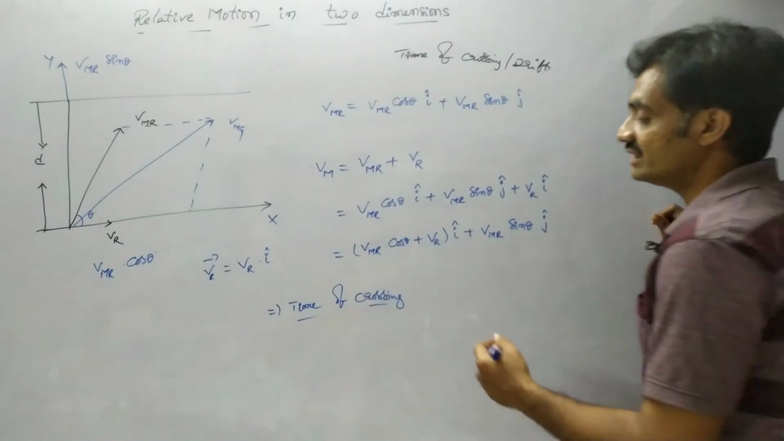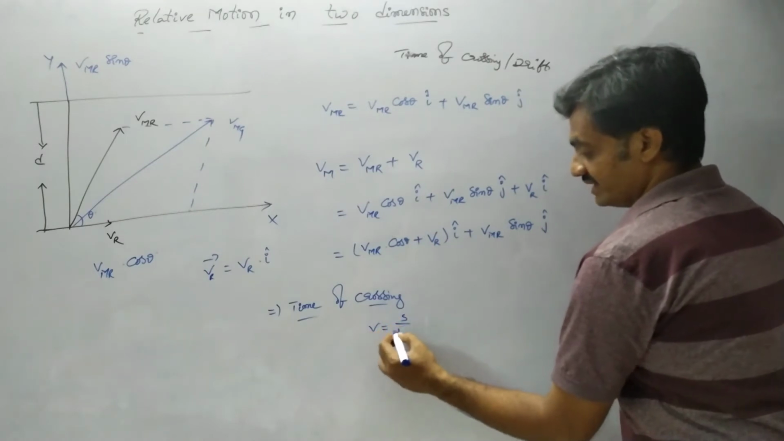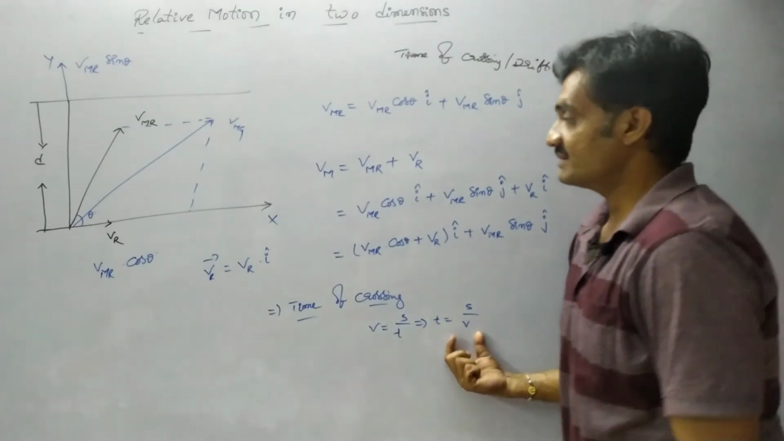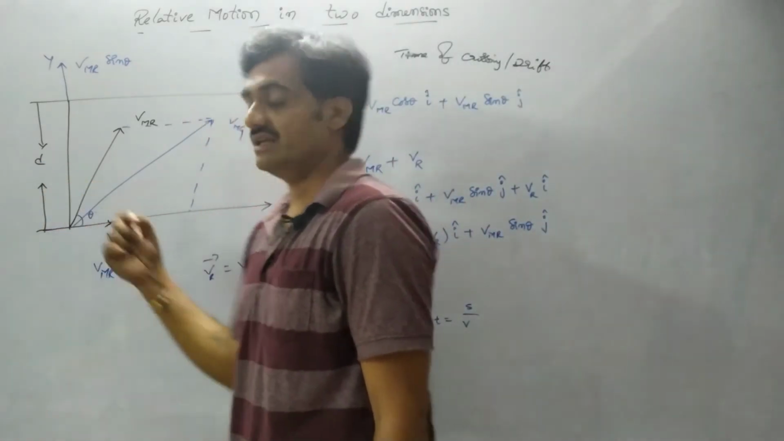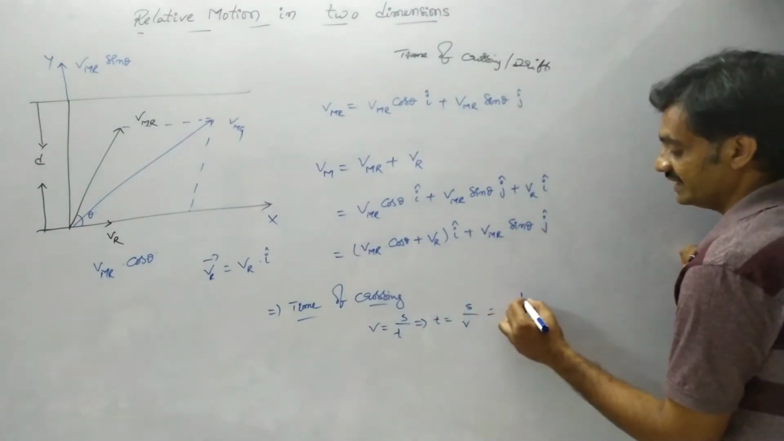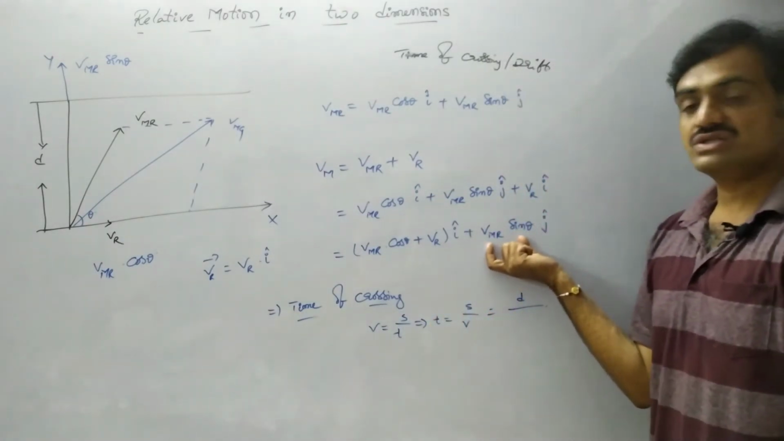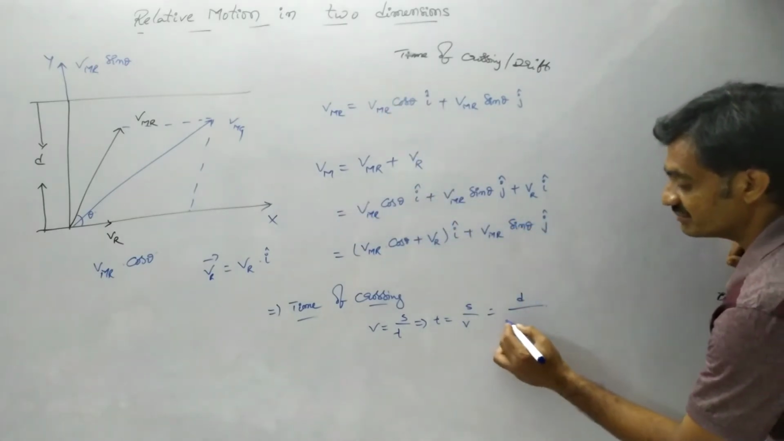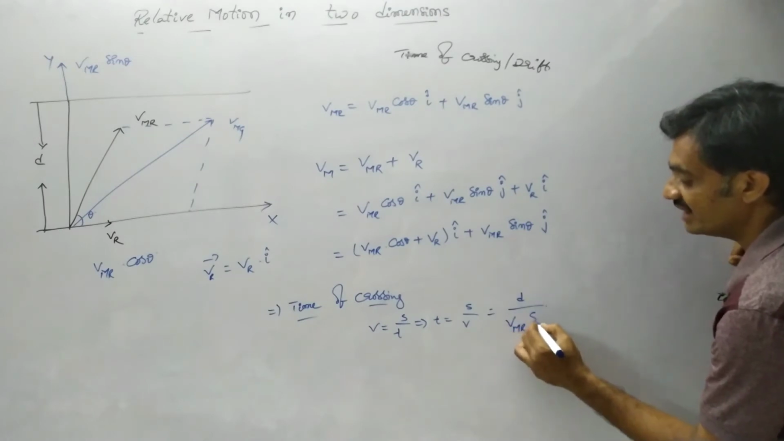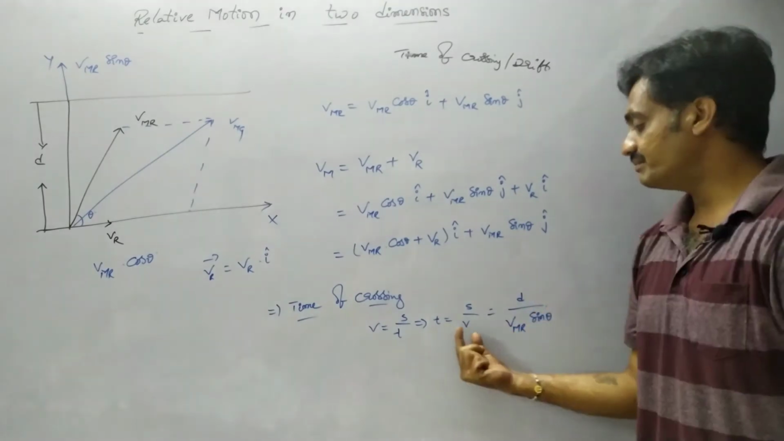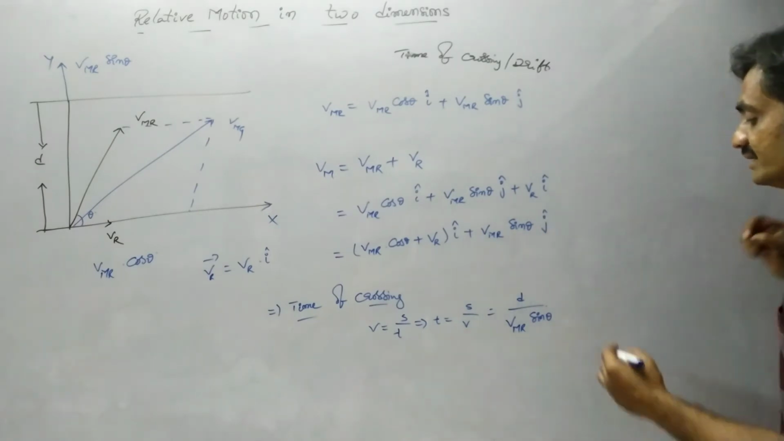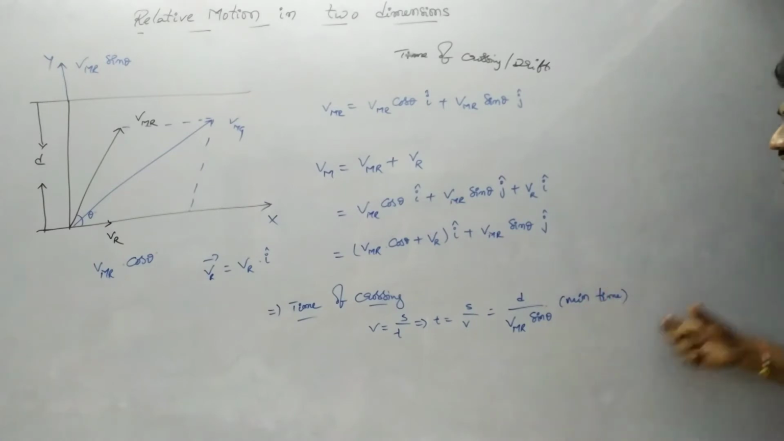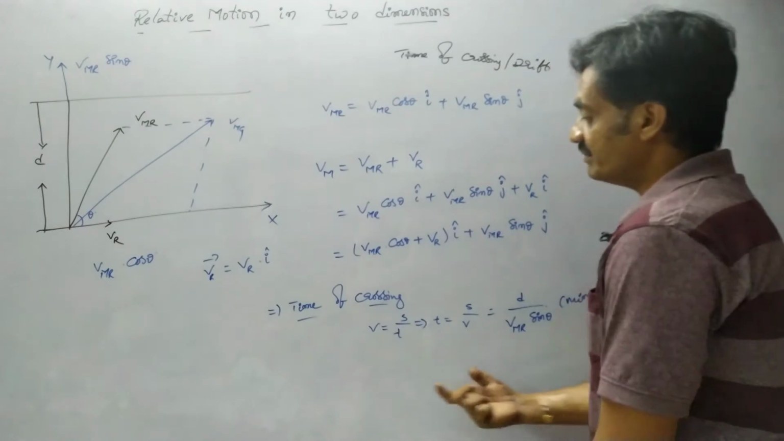Minimum time. Here we know that velocity equals displacement by time, so time is equal to displacement by velocity. The width of the river is d, so displacement is d, and the velocity with which the person crosses the river is v_mr sin theta. So the man crosses the river in minimum time. Now we have to represent the drift taken by the person.